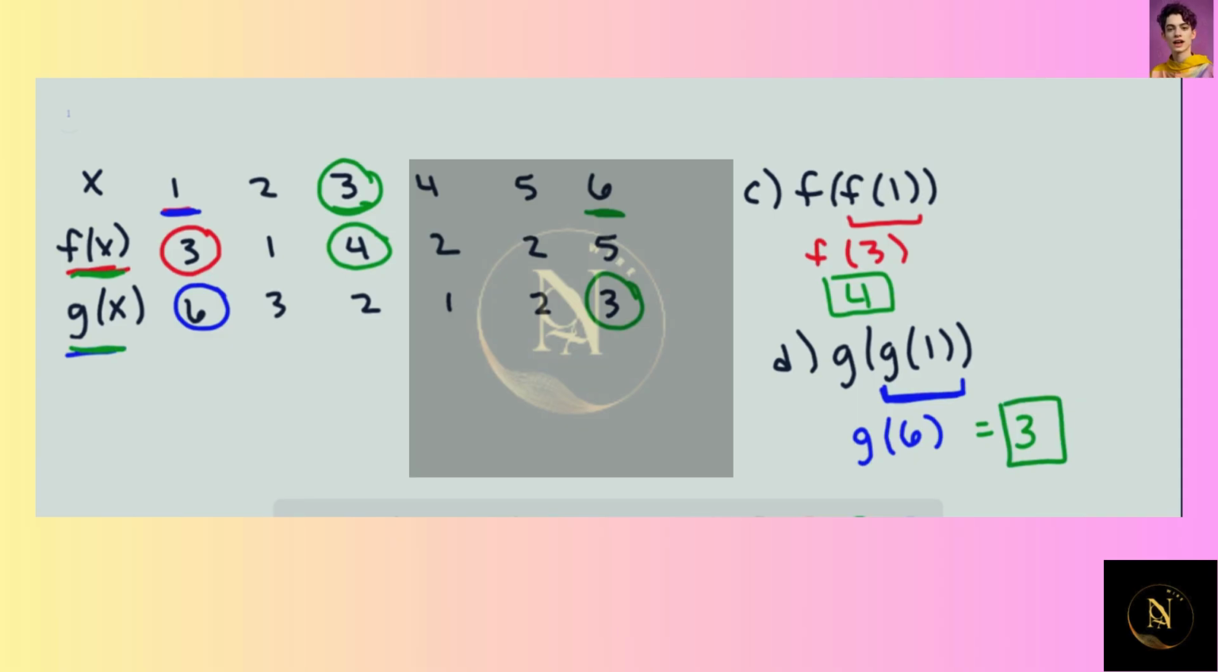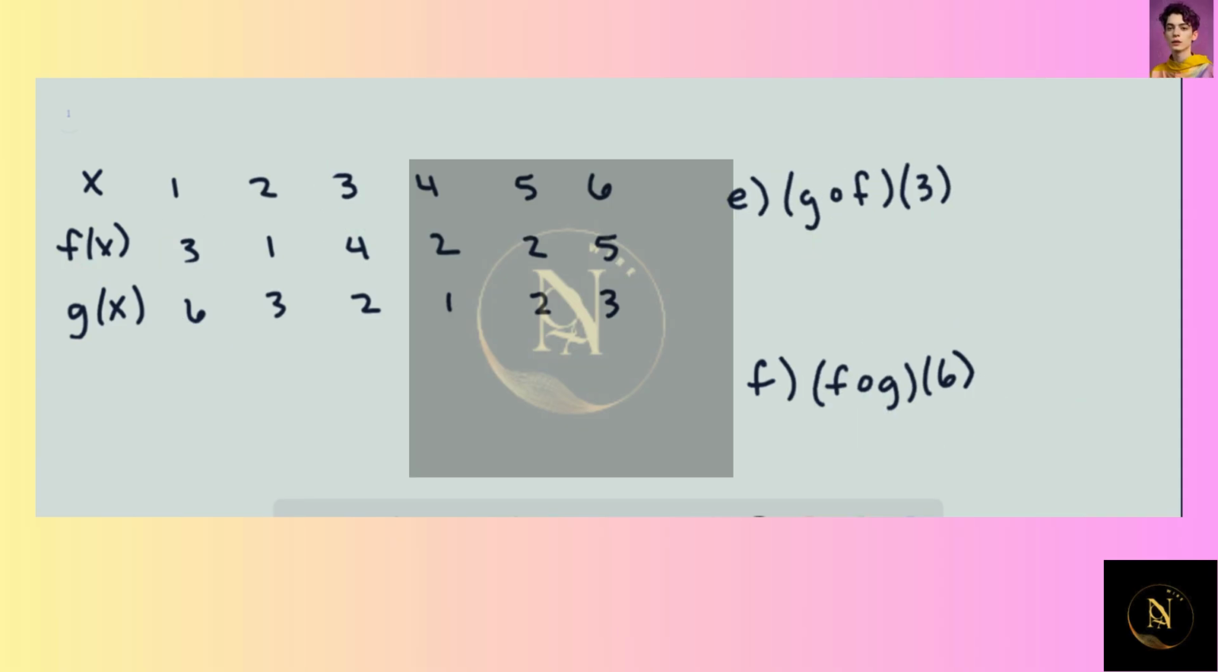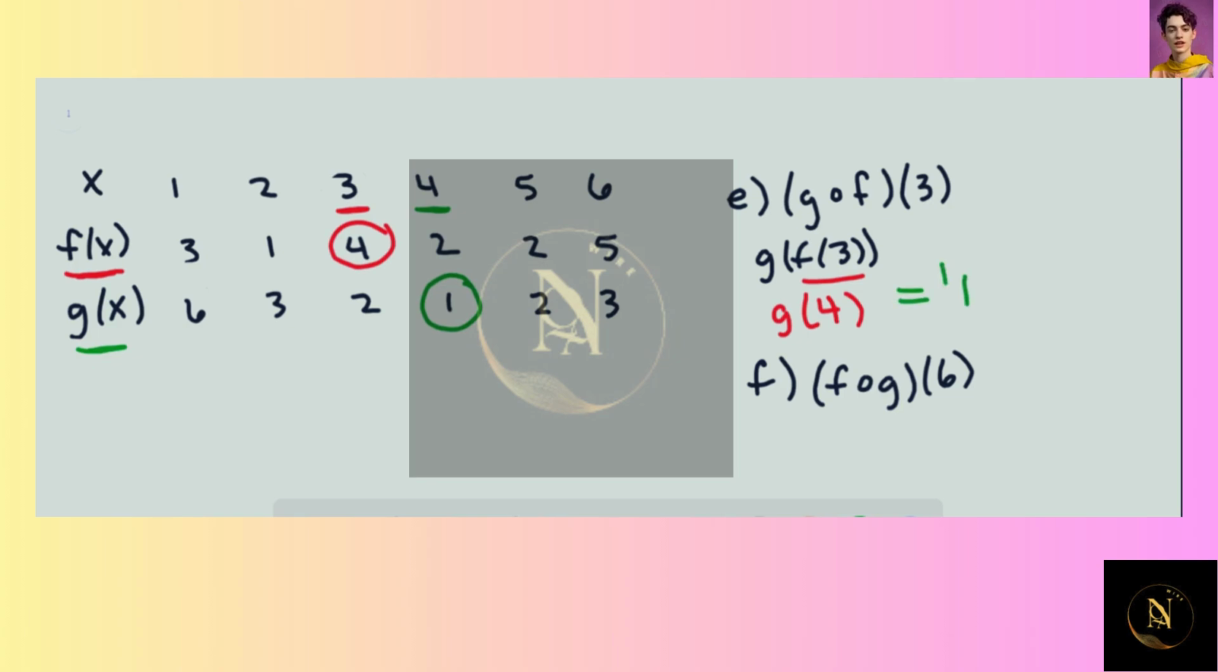Next, for part E, let's find g of f of 3, and another way to write that would be g of f of 3, just with parentheses like that. So let's start by finding f of 3. So we use the 3 column and the f row, f of 3 is 4. So we substitute that in, and now we're finding g of 4. So we use the 4 column and the g row, g of 4 is 1. So our answer is 1.